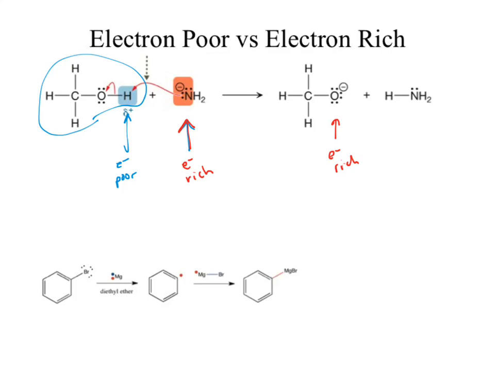I just didn't have time to cheat and draw it all the way through. That was way too much erased. What happened? Where's our electron poor, electron rich?